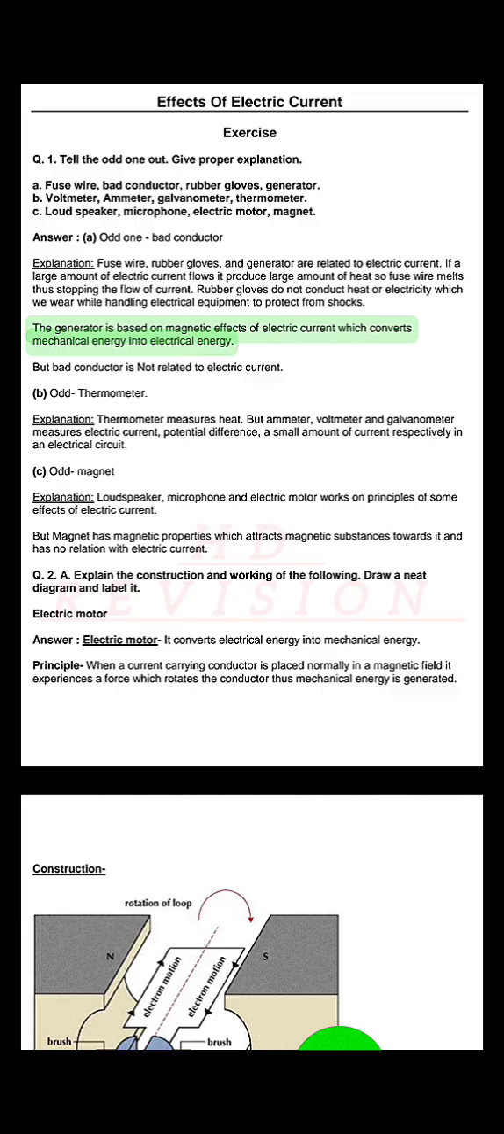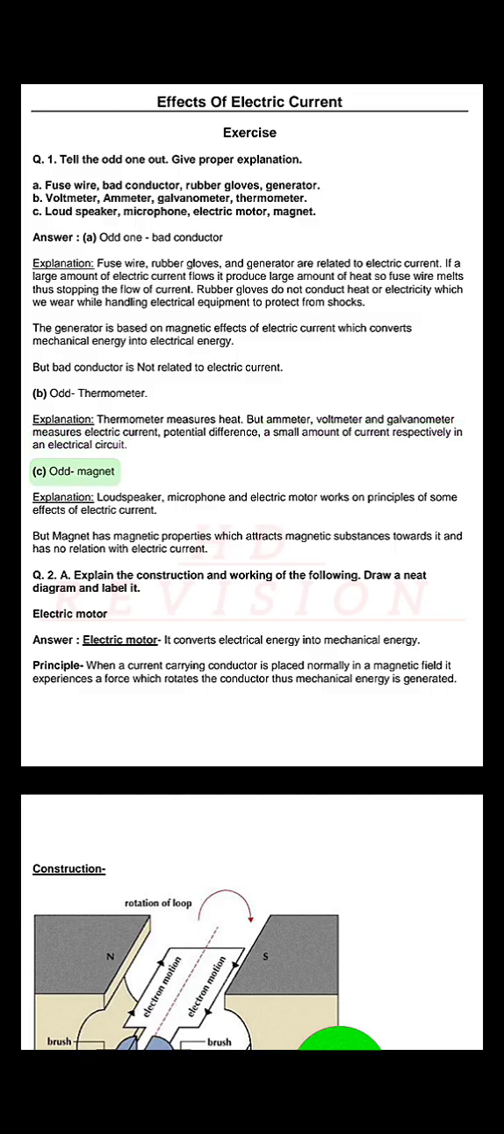The generator is based on the magnetic effects of electric current, which converts mechanical energy into electrical energy. But a bad conductor is not related to electric current. B. Odd one: thermometer. Explanation. Thermometer measures heat. But ammeter, voltmeter and galvanometer measure electric current, potential difference, and a small amount of current respectively in an electrical circuit.